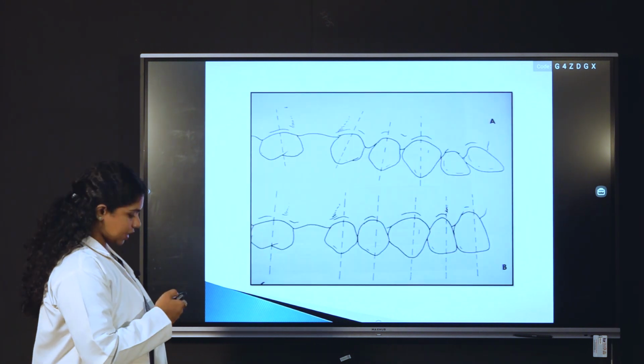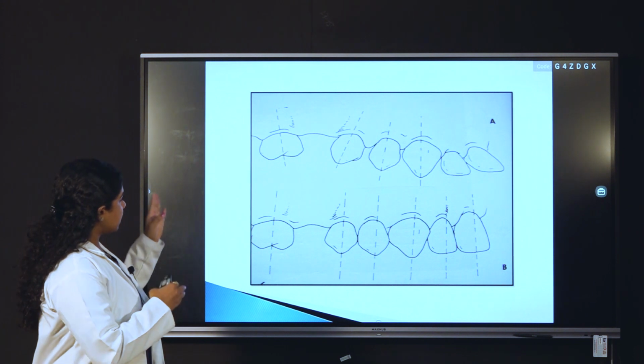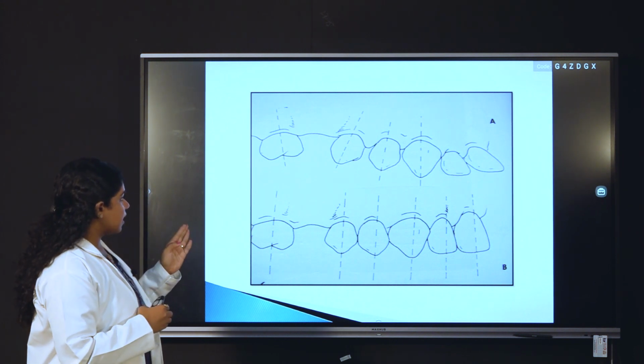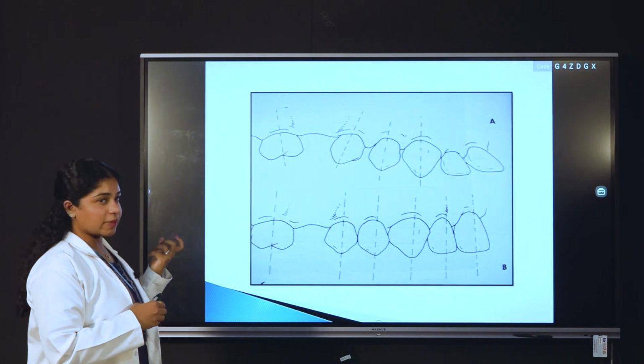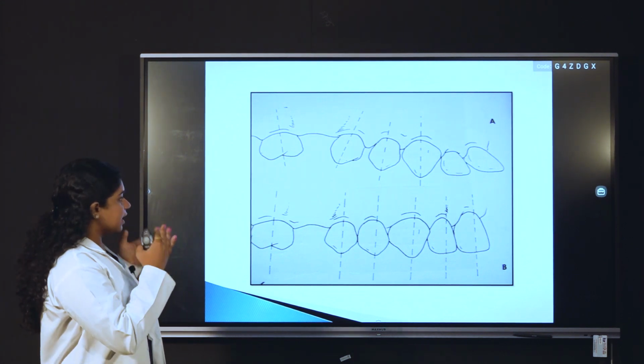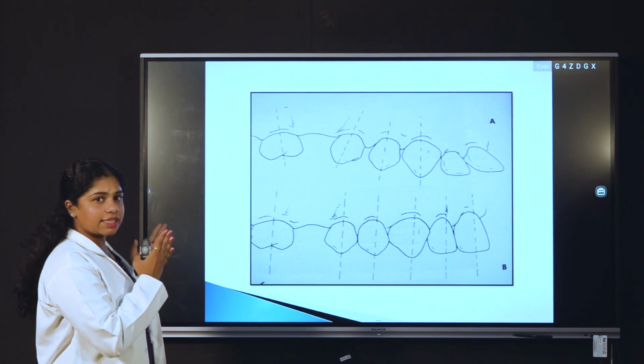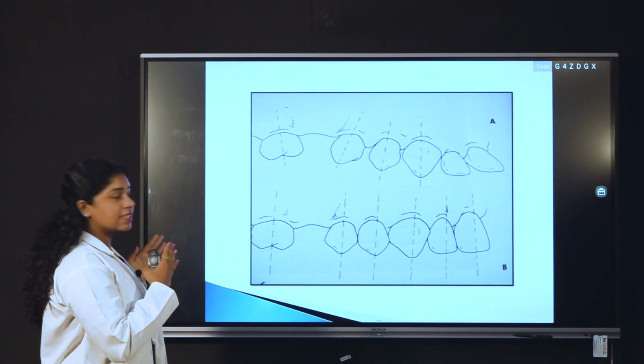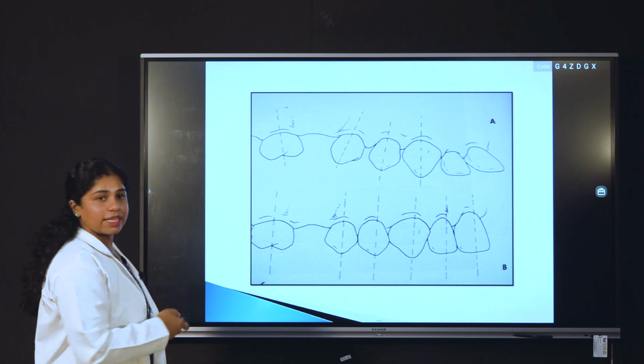In this picture we can see that the edentulous space is the space where a tooth is to be replaced. The adjacent teeth are not parallel. In the second picture you can see the adjacent teeth are properly parallel, so that the pontic can be placed.